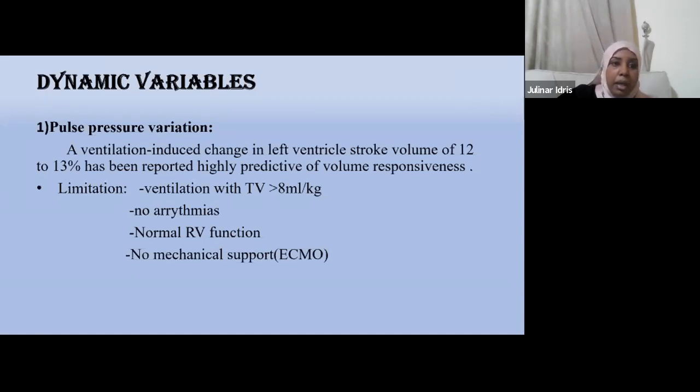Despite being a nice way of observing and evaluating fluid response, it has certain limitations because the patient must be on positive pressure ventilation with tidal volume more than 8 mL/kg. The patient should be free from arrhythmias, which is not possible in cardiac ICU. The patient should have normal RV function, which is almost impossible after bypass. And the patient should not be on mechanical support like ECMO.